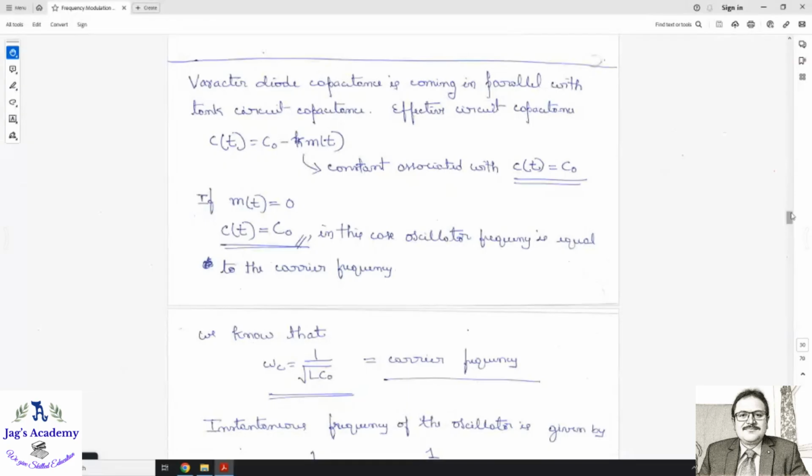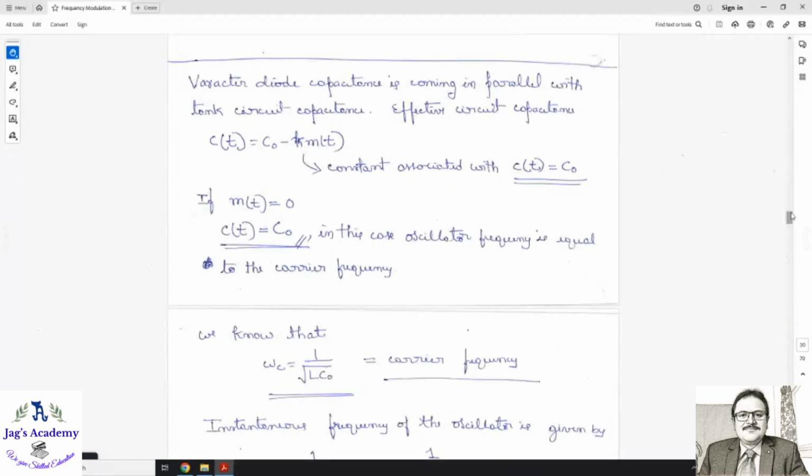Now, suppose M of t is equal to 0, that means your message signal is 0. Suppose your message signal amplitude is 0, what is the effective capacitance now? C naught, right? When the message signal is 0, what is the frequency of this tank circuit? Fixed frequency, right? It's a fixed frequency, and that fixed frequency is coming from capacitance value C naught. Okay. Now, in this case, oscillator frequency is equal to carrier frequency, yes or no?